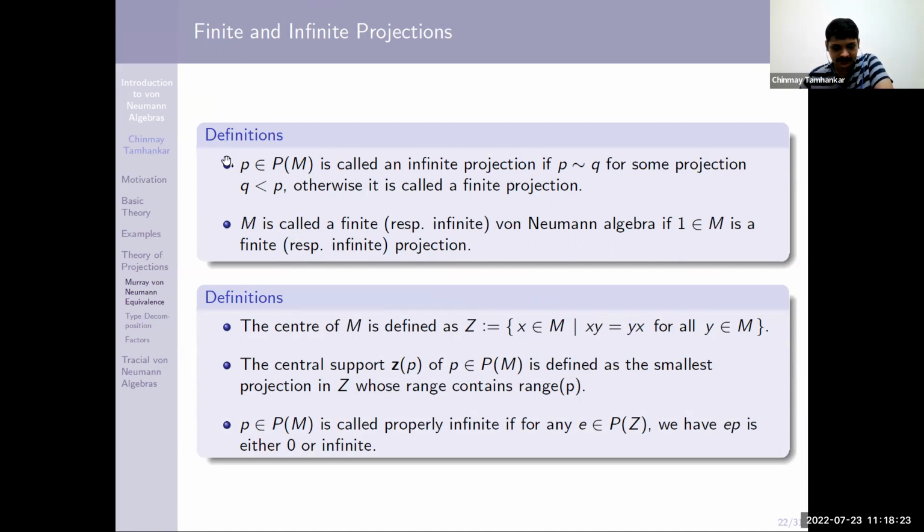Now that we have defined finite and infinite projections, we define something called a properly infinite projection. P is called properly infinite if for any central projection E, we have that EP is either 0 or infinite. Note that the product of two projections need not be a projection, but if they commute then it will be a projection. So EP is indeed a projection, and we can talk about whether it is finite. So this is the definition of a properly infinite projection.